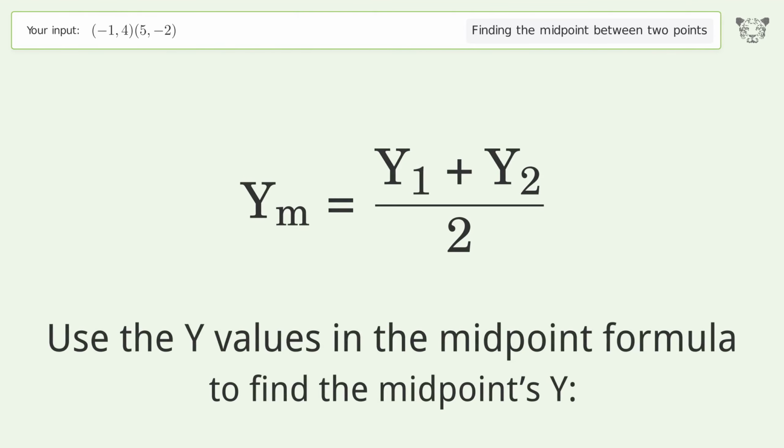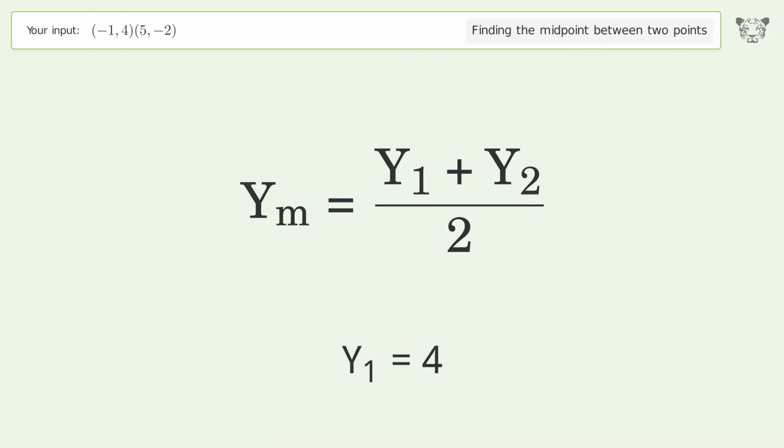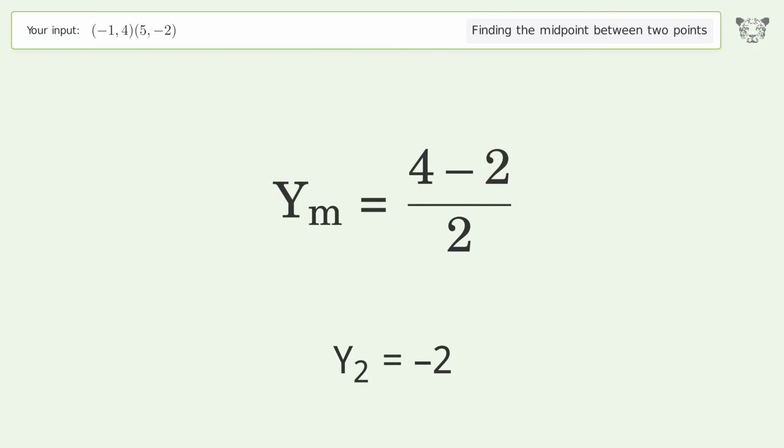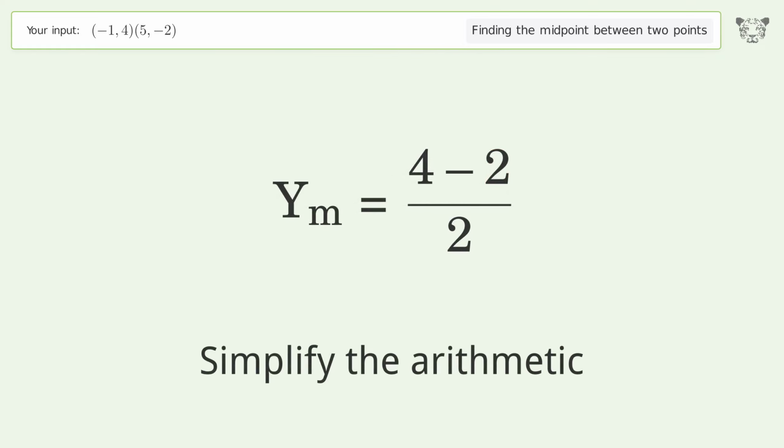Use the y values in the midpoint formula to find the midpoint's y. y1 equals 4. y2 equals -2. Simplify the arithmetic.